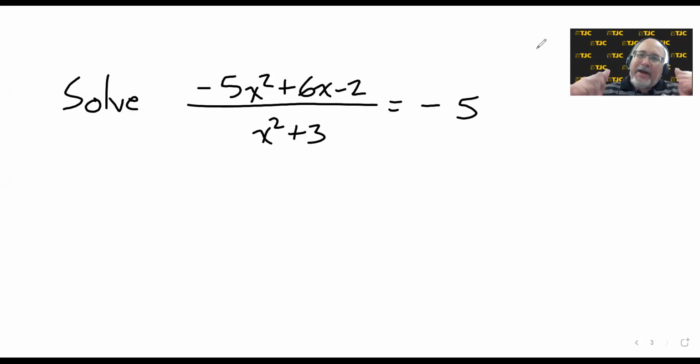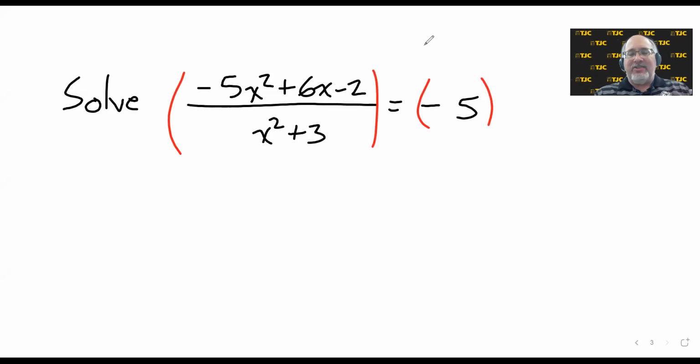Now, this might look more intimidating than it actually is, being an equation with quadratics and a fraction and all that jazz. But we have strategies for dealing with each issue here. For example, if we want to solve a rational equation, an equation with fractions, we have a strategy for that. The strategy is to multiply both sides by something capable of canceling all the denominators. Well, the only denominator is x squared plus 3. So we're going to start by multiplying both sides of the equation by x squared plus 3.